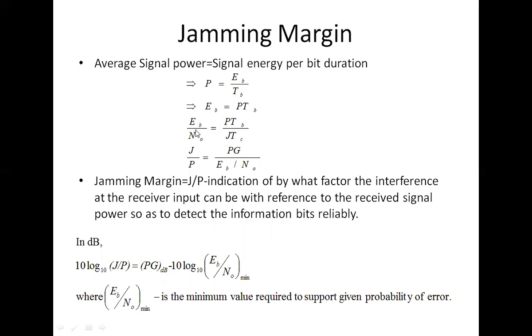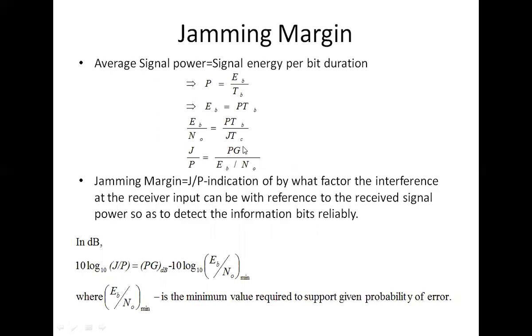And we know that N0 is equal to JTC. So we are dividing the left hand side by N0 and the right hand side PTB by JTC. And after further rearrangement, we can rewrite this equation as J by P is equal to the processing gain. What is the processing gain here? TB over TC is the processing gain.